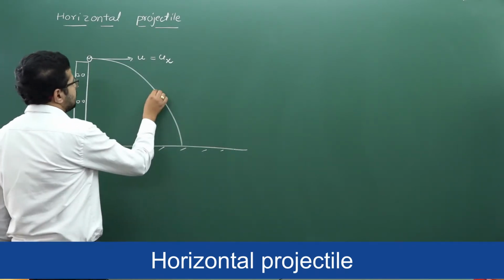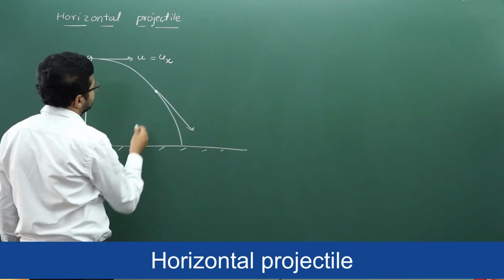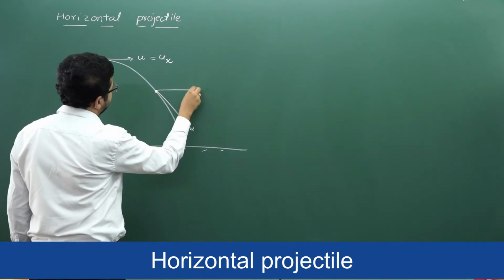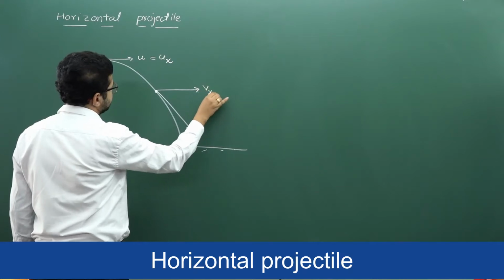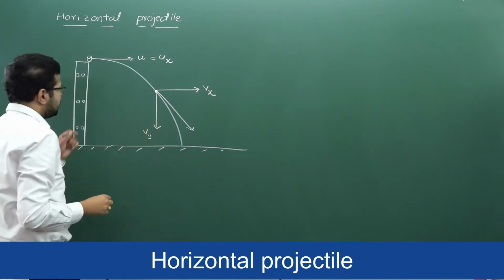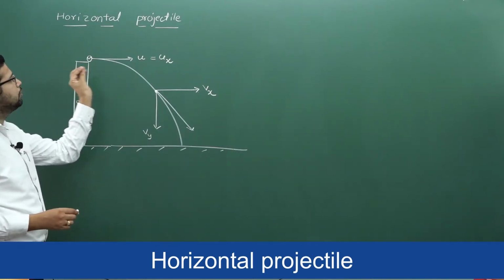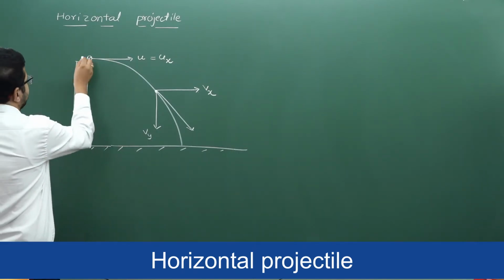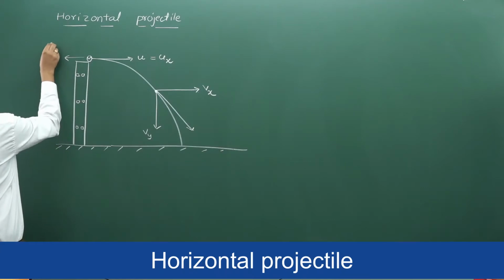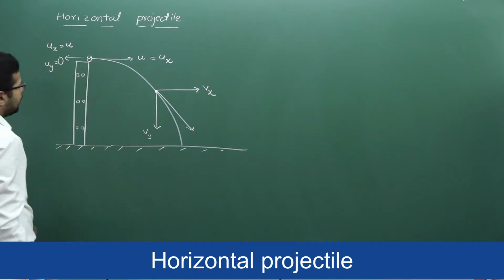Suppose you consider a point here, what is the velocity here? This is the velocity. This is the horizontal component of velocity, I call it Vx, and this is the vertical component of velocity, Vy. So what we need to observe here is that initially, the moment you throw the ball horizontally, the horizontal component of velocity is u, ux is u, and the initial vertical component of velocity is 0.